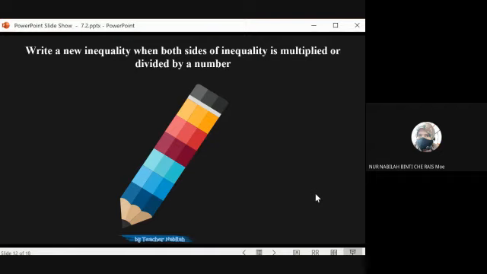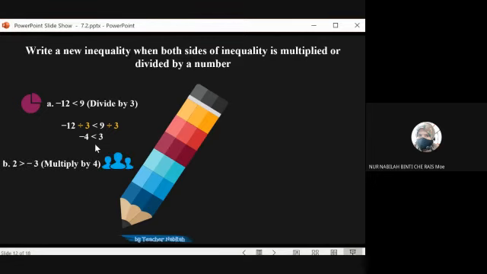Now we want to look at what happens if we multiply or divide. For example, negative 12 less than 9, and we want to divide by 3. Same as addition and subtraction, you have to divide both sides, left and right. Negative 12 divided by 3 becomes negative 4, and 9 divided by 3 equals 3. So this is your answer.